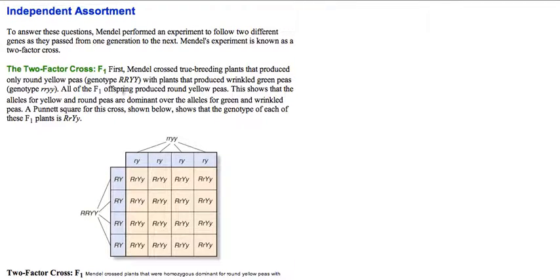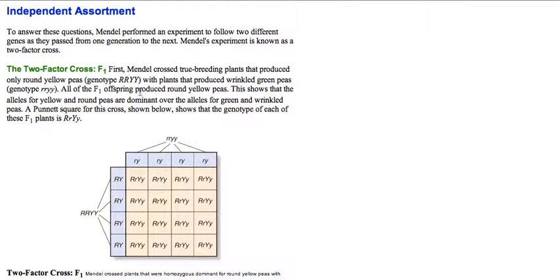The genotype was RRYY, dominant round, dominant yellow, with plants that produced wrinkled green peas, genotype rryy. So recessive wrinkled, and two recessive green genes.